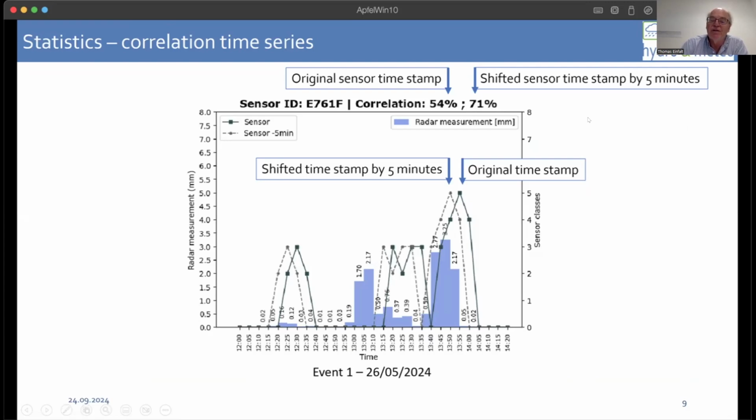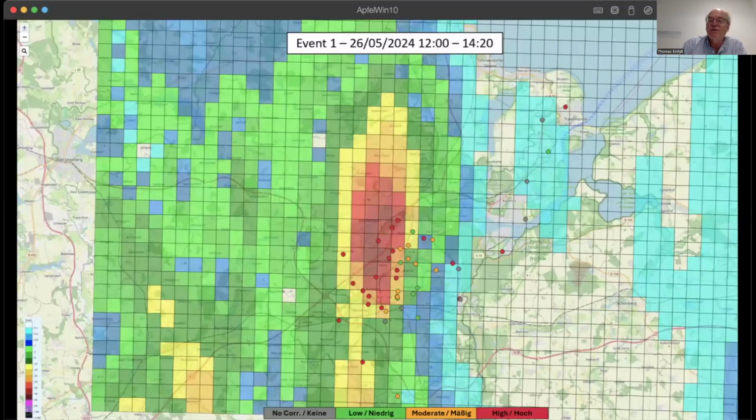And we did this for each of the sensors and for each of the events that we looked at. These were events of this summer, 2024. And so we got an impression that we needed to shift most of the sensors by 5 minutes for most of the events.